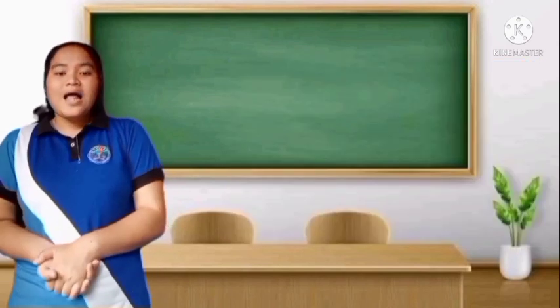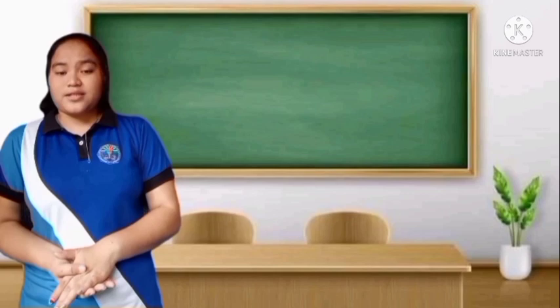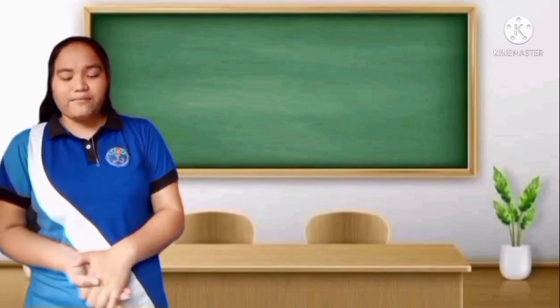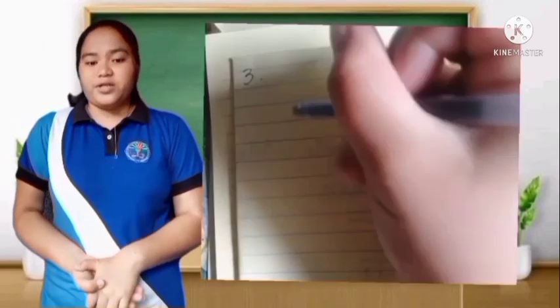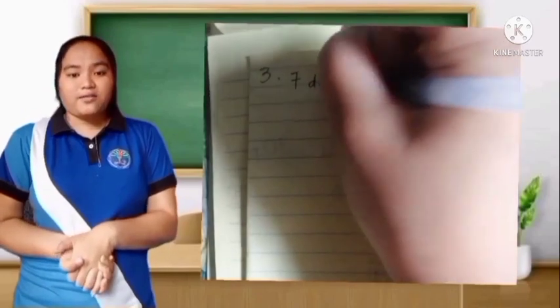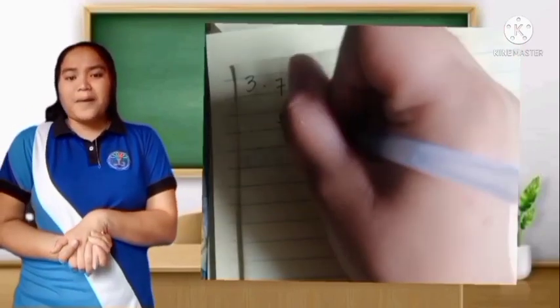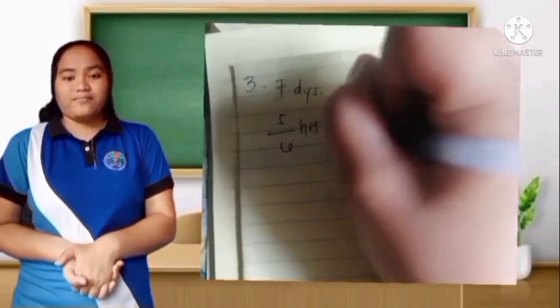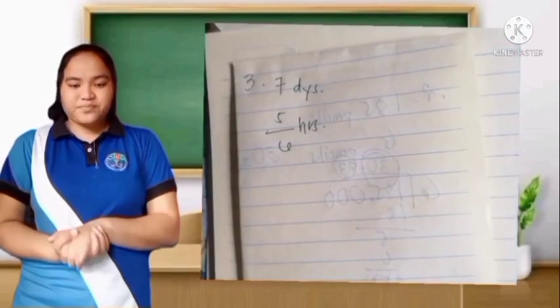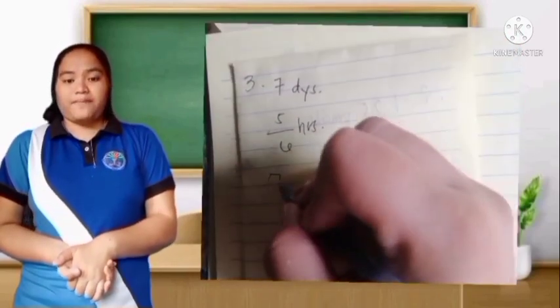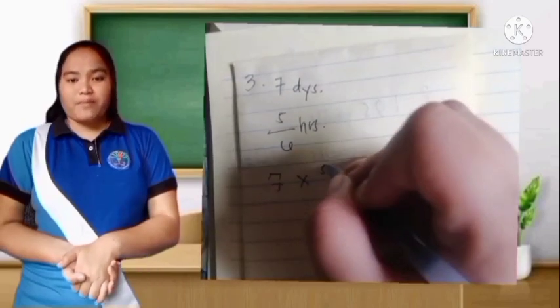So, like what we did before, let's get first the given numbers. And our given numbers are 7 days and 5/6 hours. So, paano natin makukuha yung 5 and 5/6? First, we will multiply the 7 times 5/6.